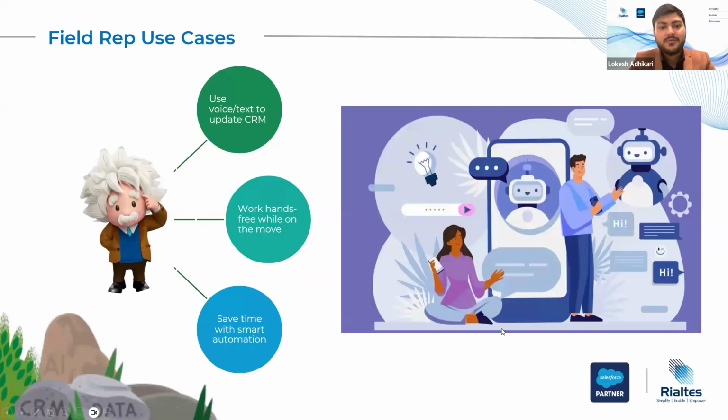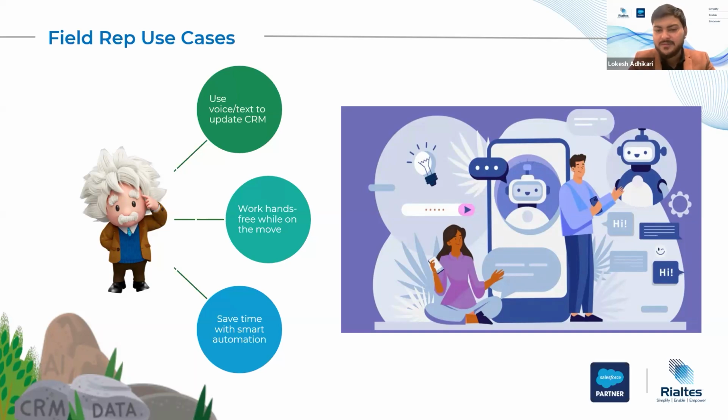Now let's see how Agentforce helps field reps. For field reps on the move, Agentforce is a game changer. Using just voice or text, they can update the CRM in real time. That means no more waiting to get back to a laptop. If you want to log or change something on your CRM, just take out your phone and open your Salesforce application. On the top right, you'll find Agentforce. Just type what you want to do, and boom, you will have all the updates in real time.